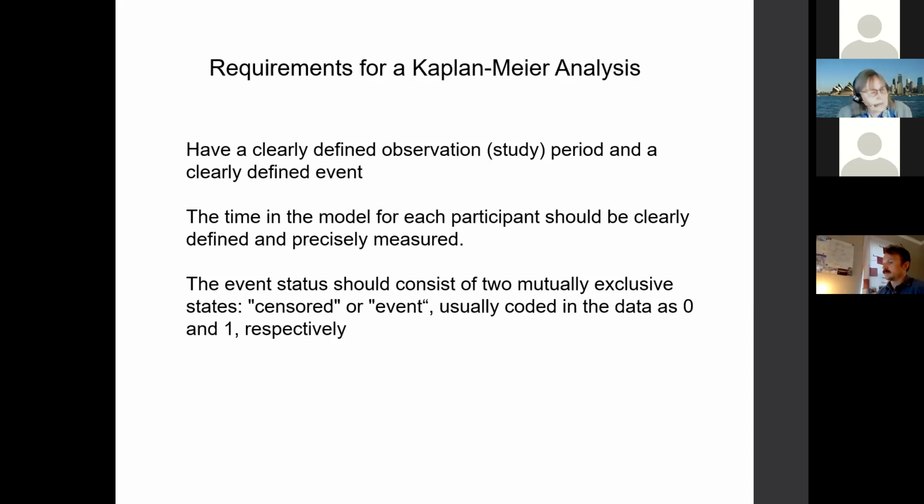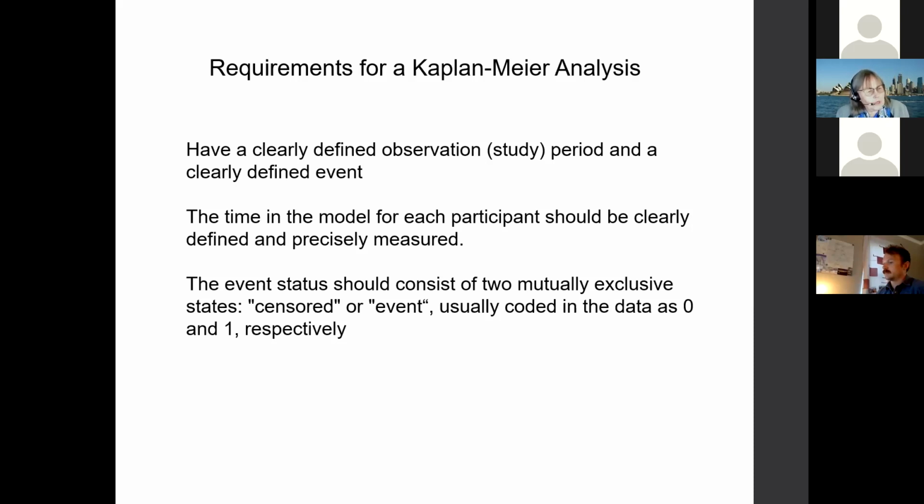precisely. So know when they developed cancer and know when they had remission. So then you can calculate the time to that event precisely. Also, you need to have 2 mutually exclusive states in your event, and that is you are either censored, so you didn't have the event while you were being observed, or you had the event.